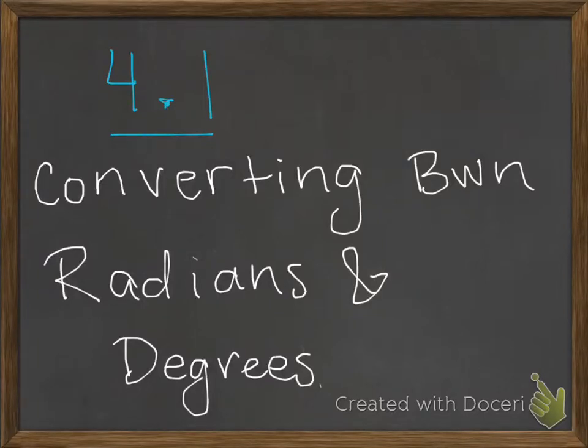Today we're doing the first part of section 4.1, and the objective is converting back and forth between radians and degrees. So the first definition I'm going to give you is a radian. We are familiar with degrees. What we are not familiar with is radians.